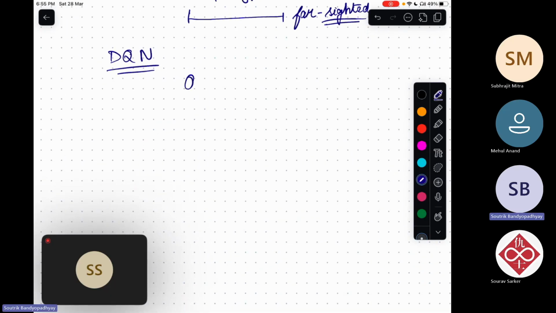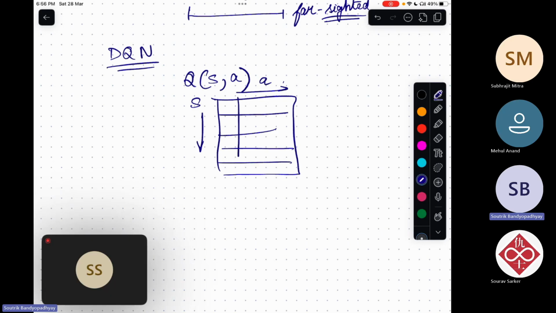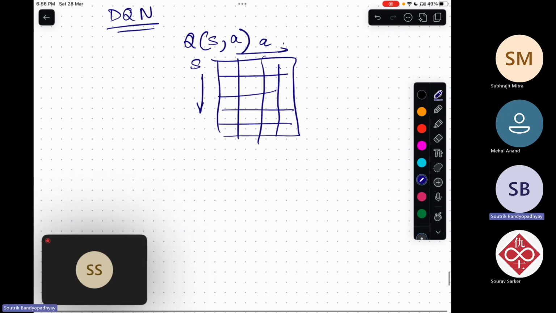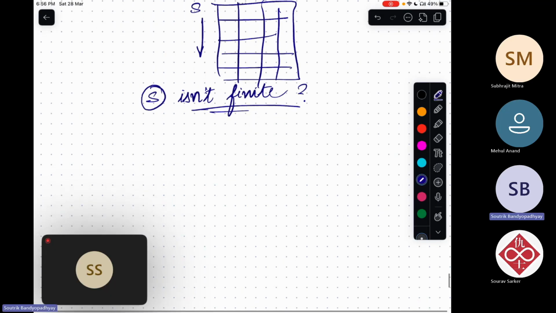Now, as you noticed in the previous tabular example, we had a table for all the possible values of state and all the possible values of actions. Now, what if the state space is not finite? If this is the case, I can't maintain an infinite table.